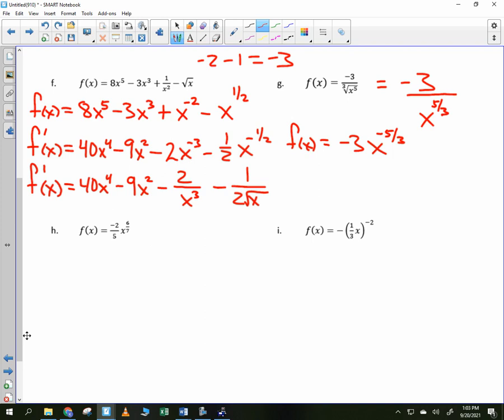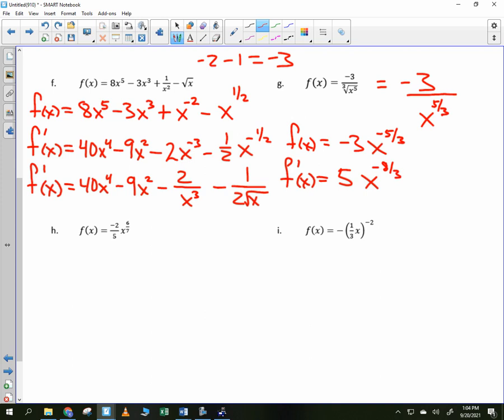So I've just rewritten it. Now I'm going to take the derivative. As you take the derivative, you have to multiply negative 3 by what? Negative 5/3. What's negative 3 times negative 5/3? 5. What do we do to the exponent? We subtract 1. What is negative 5/3 minus 1?